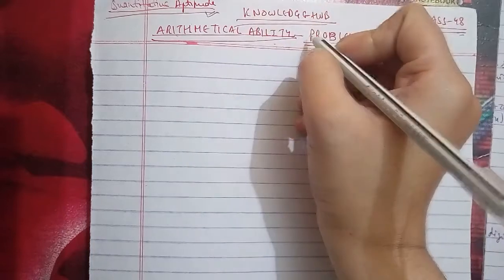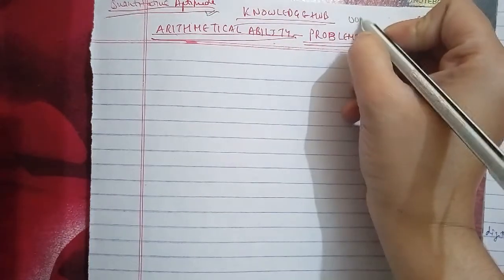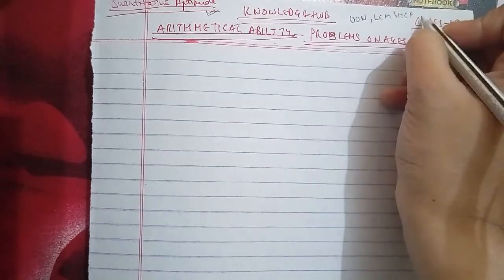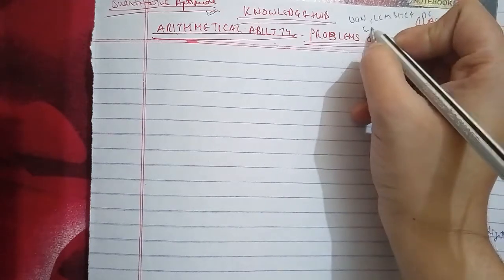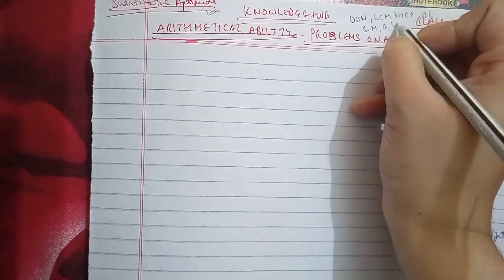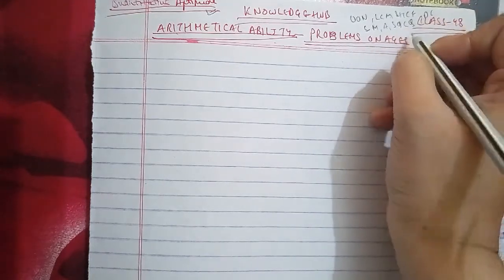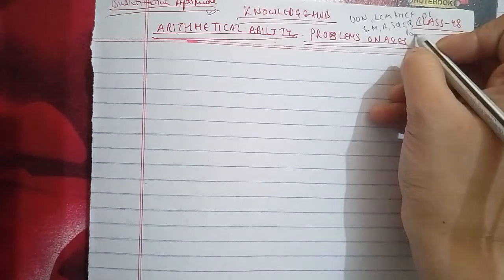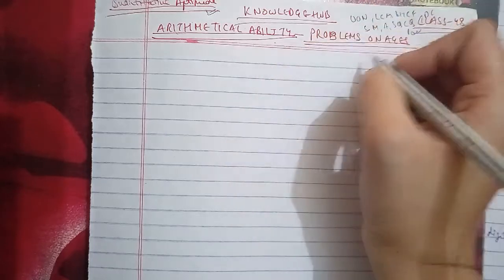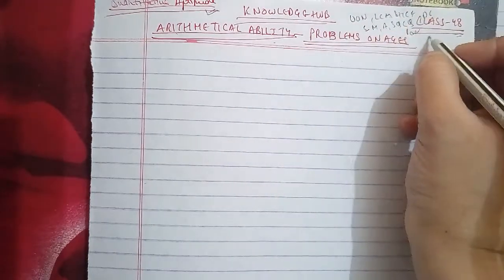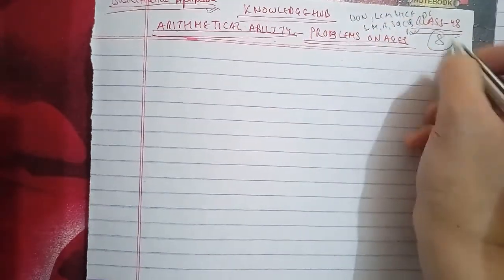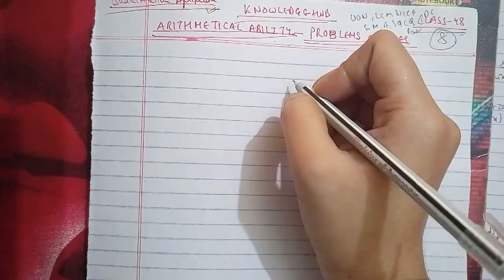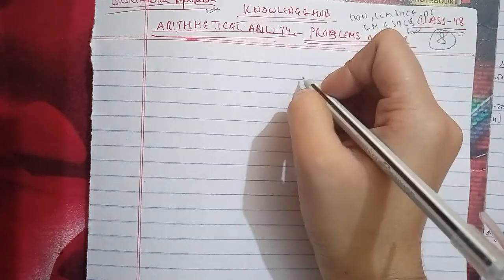In arithmetical ability we had done operations on numbers, LCM and HCF of numbers, decimal fractions, simplification, then averages, square roots and cube roots, and then problems on numbers as well. Now we'll discuss another topic. This is the 8th topic in arithmetical ability, which is problems on ages. Problems on numbers we completed in the last class.